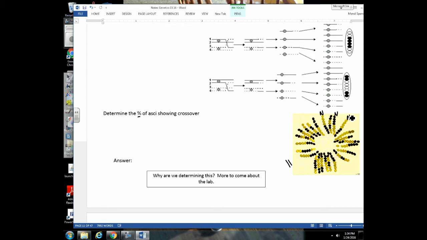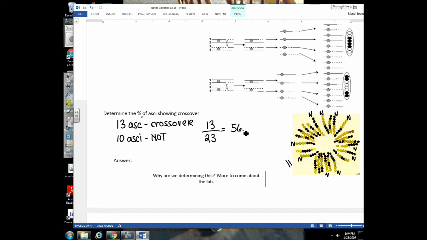And you can hit pause and try it yourself here in just a second to see if we come up with the same numbers. From this, I've determined that there were 13 asci that showed crossover. I have 10 N's there because they were not showing crossover, so 10 did not. Again, I'm trying to figure out the percent of the asci showing crossover, so I just need to take 13 divided by my total there, which is 23, and that's going to give me my percent, which is about 56.5% after I multiply by 100.